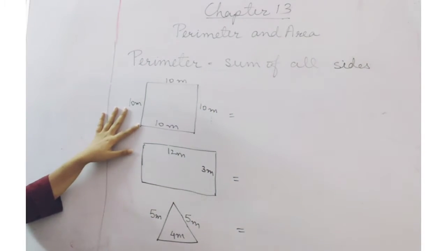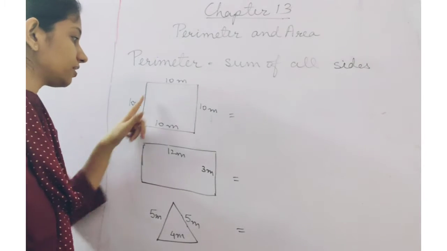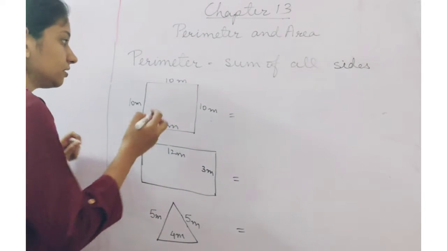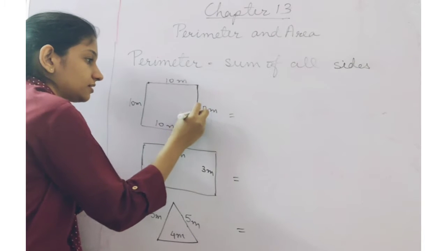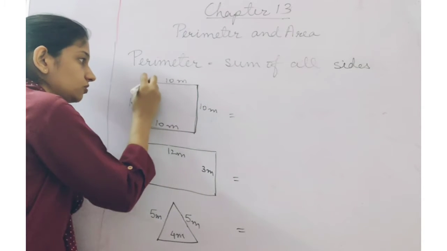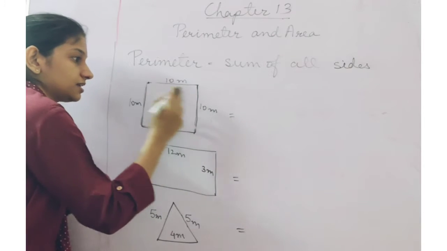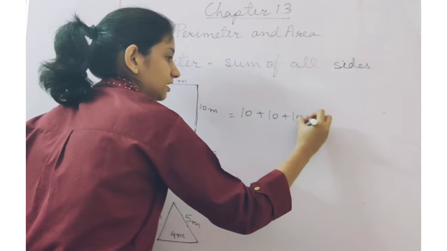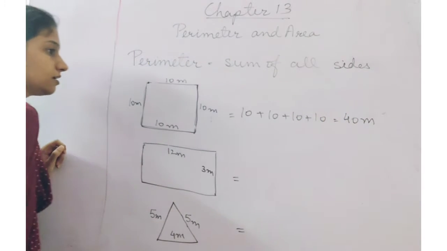So first we have a square. Each side is 10 meter. Now in a square all the sides are equal, so here all the sides are 10 meter. So what will be the perimeter? That means if I start from here and I am covering this entire distance 1, 2, 3, 4. So that means 10 plus 10 plus 10 plus 10. That is 40 meters. Okay.